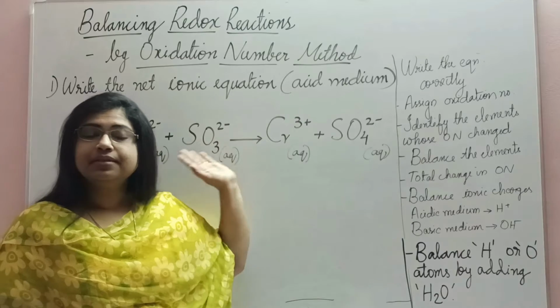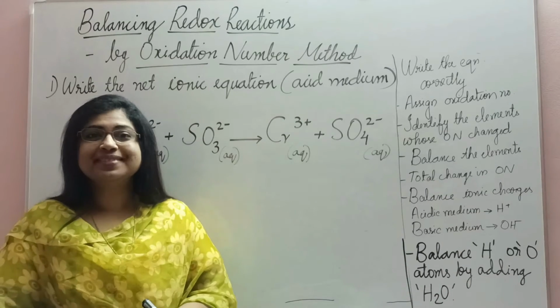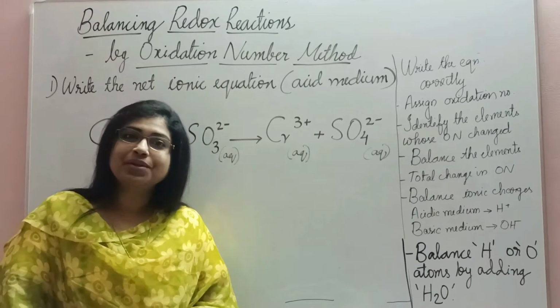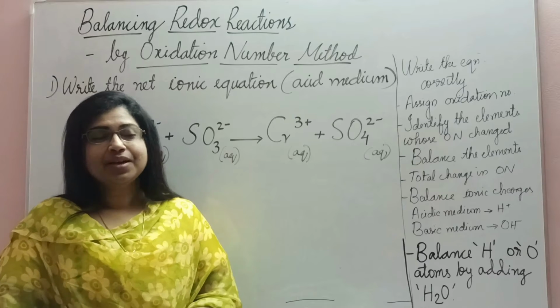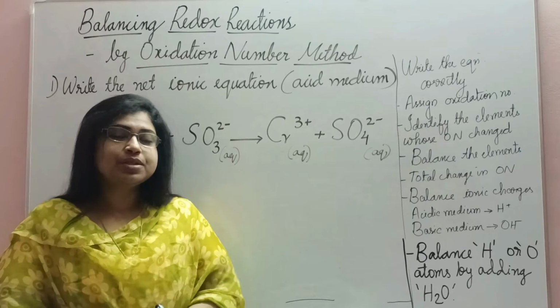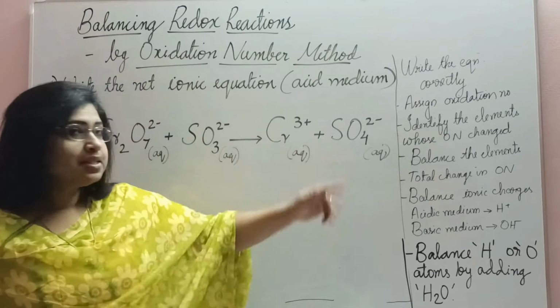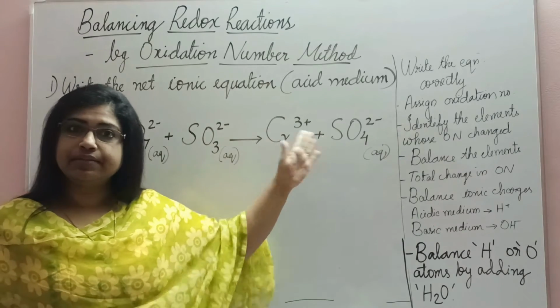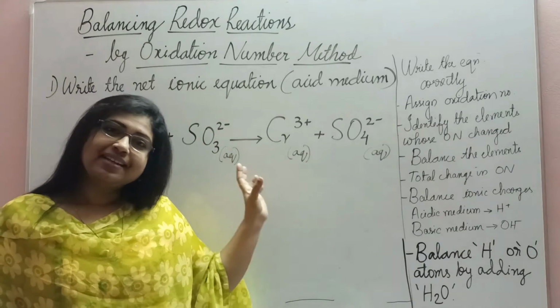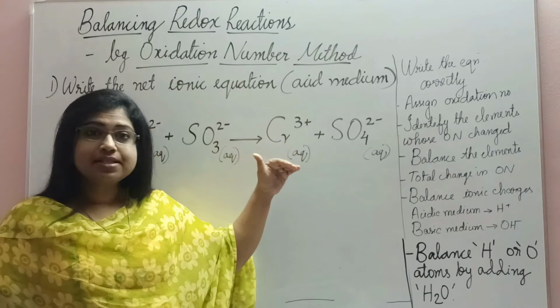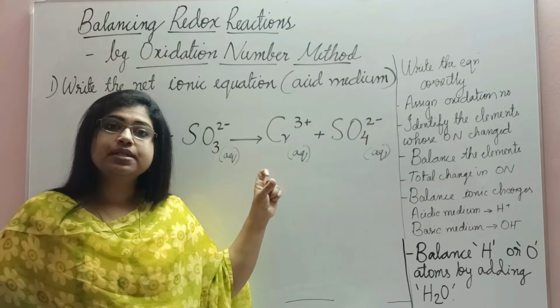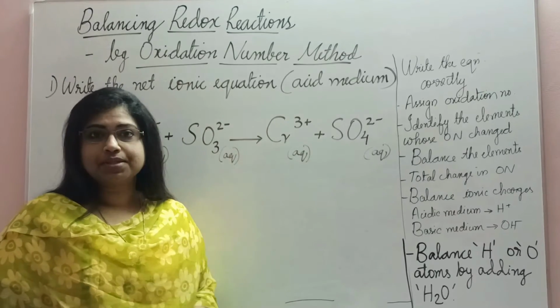Now, this is an ionic equation. We need to balance it using the oxidation number method. For that, we need to follow certain steps. The first step is to write the equation correctly, that we have already done. The next step is to assign oxidation numbers to all the atoms.